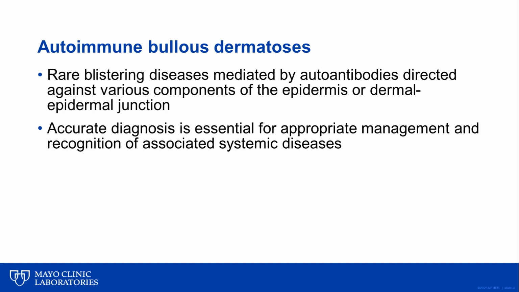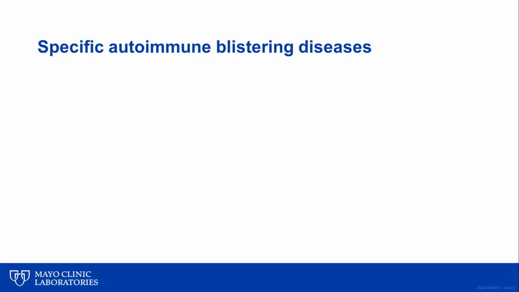In either case, autoantibodies can lead to the loss of adhesion and cause erosions or ulcerations clinically. Accurate diagnosis of diseases in this category is essential to assure appropriate therapeutic decisions, as well as to recognize systemic diseases known to be associated with the autoimmune bullous dermatoses. So let's start by reviewing specific autoimmune blistering diseases.